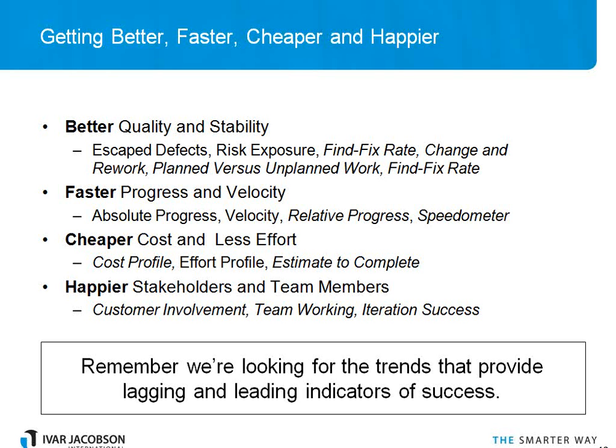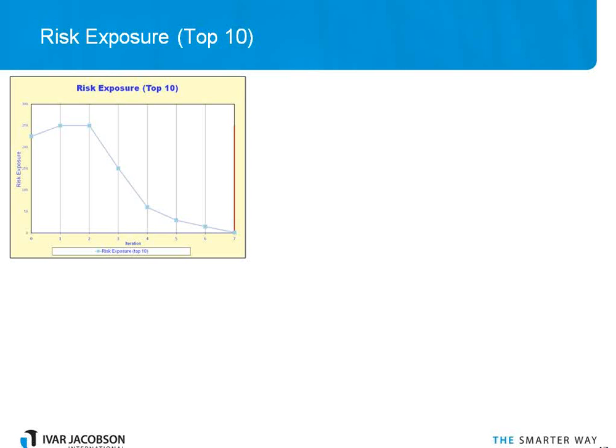The idea of the happier stakeholders and team members is very important. I haven't got time to delve into all those. We'll have a little discussion of those when we've looked at the other measures. The thing to remember when we're looking across iterations is we're looking for trends and things that are going to provide lagging and leading indicators of success. We mainly want to be able to get an early idea of whether the team is set up for success or failure. So the first one I'd like to take a look at is risk exposure.